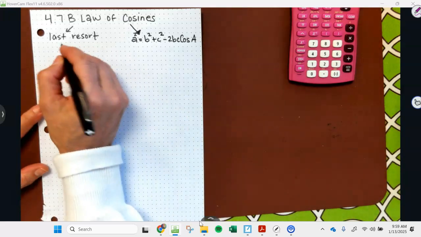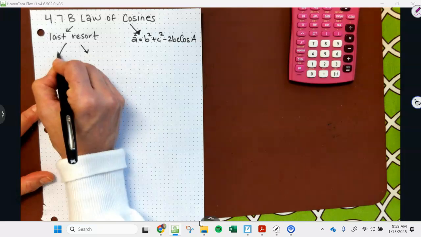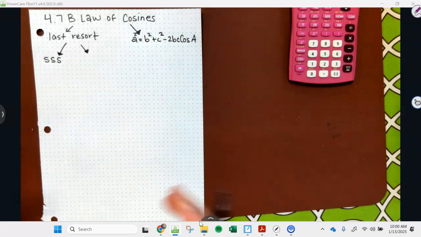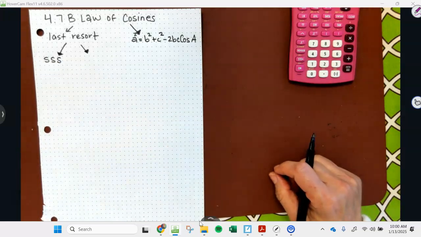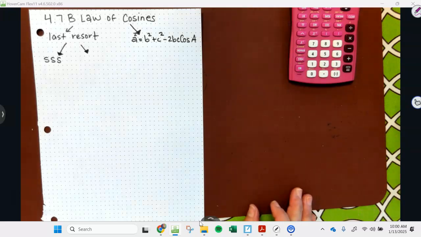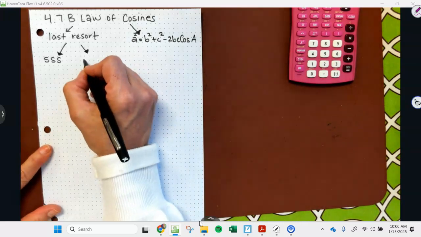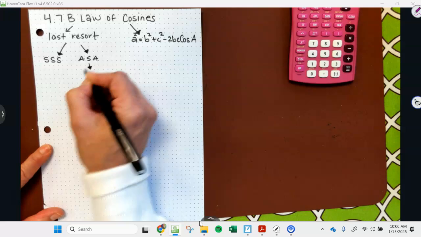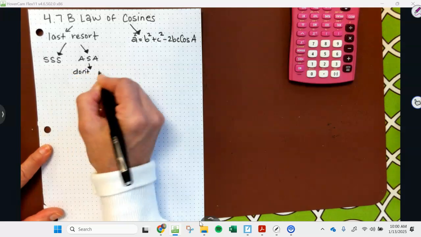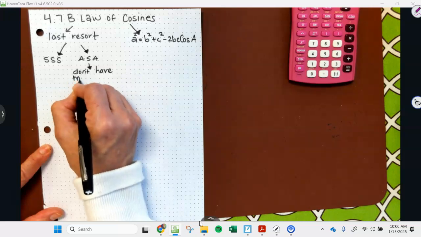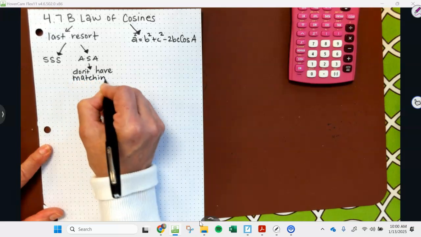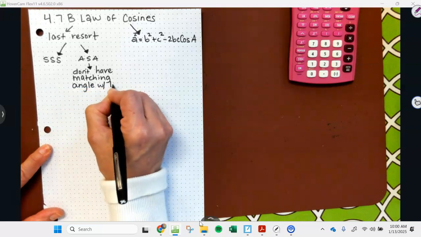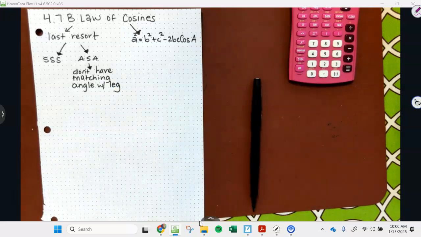So here's how you know when it's going to be the last resort. You've got two cases. If you have a triangle with all sides given, so side, side, side, in other words, no angle. Or if you're given an angle, side, angle, in other words, you do not have a matching angle with a leg.